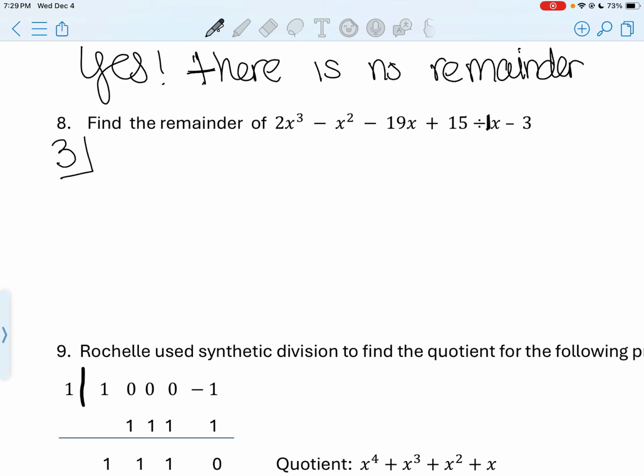Then we're going to write down our coefficients here. We have a 2. We have a negative 1. We have a negative 19. So I have an x cubed, I have an x squared, I have an x, and I have a constant, which is 15.